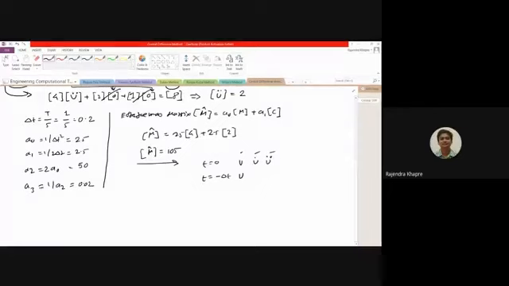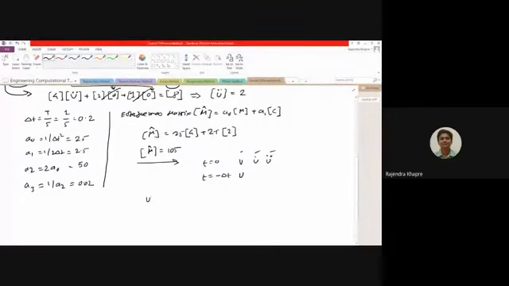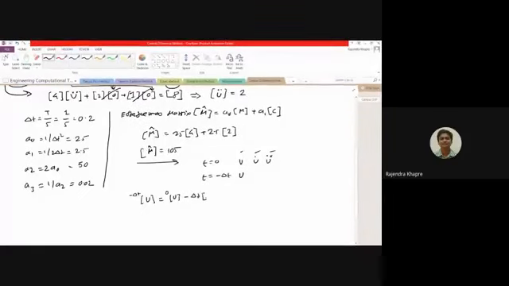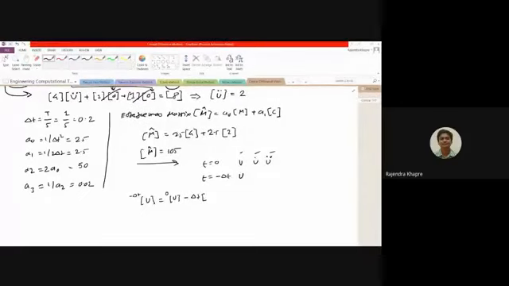For that purpose, we have one expression, that is u at minus delta t. So this can be calculated by the expression u at t equals 0, which will be known to us, minus delta t into the velocity at t equals 0.